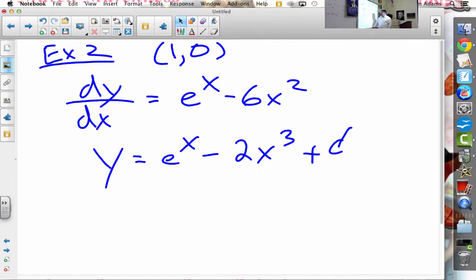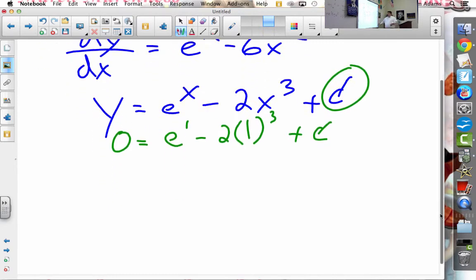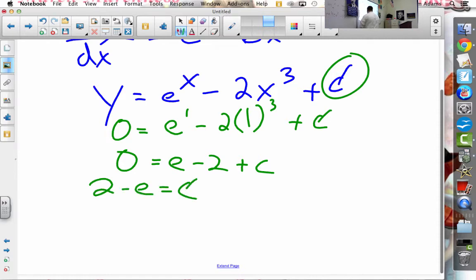And that's why they gave us this little thing here, because this is our x comma y. That's how I'm going to solve for c. So y equals 0 when x is 1: e to the 1 minus 2 times 1 raised to the third plus whatever c is. Wherever there's an x, I plug in a 1. Wherever there's a y, I plug in a 0. Now I'm going to solve. So I've got 0 equals e minus 2 plus c, or 2 minus e equals c.